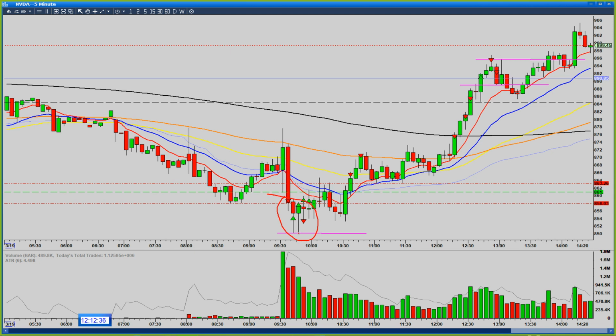I did not listen to the chart. This is telling us that we're likely to reverse. Not only did I get one candle telling me that, I got two candles telling me that. So instead of bailing out and taking profit, I get mad because it comes back, and I re-enter right here. Stupid.